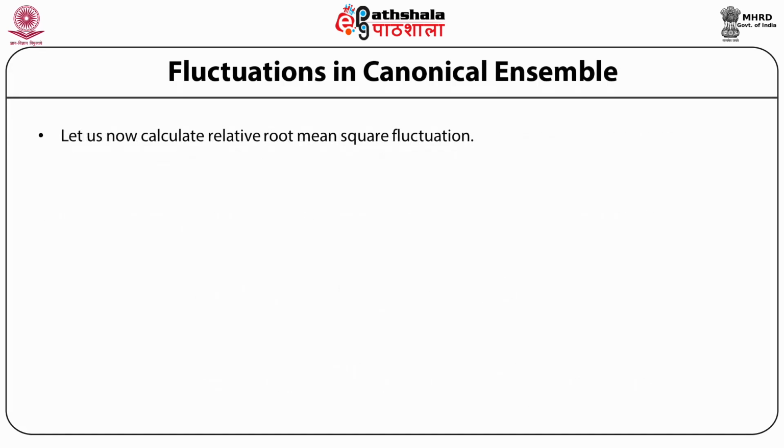Let us now calculate relative root mean square fluctuation. This is given by the square root of the mean of delta E square divided by mean value of E, which is equal to square root of kBT square CV divided by mean value of E.